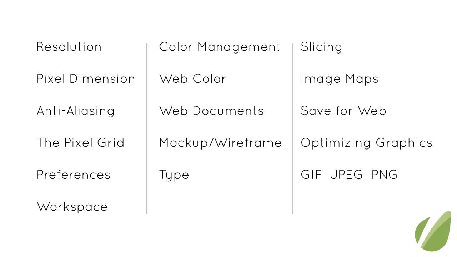I'm going to concentrate on the nuts and bolts of all the web-related features of Illustrator, including the preferences, interface, color management, and image optimization that you should know when using Illustrator for designing for the web. I'll mostly be using version CS6, and I'll note whenever there are differences between it and other versions. So let's get started.